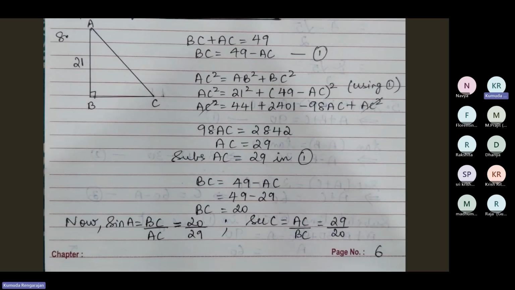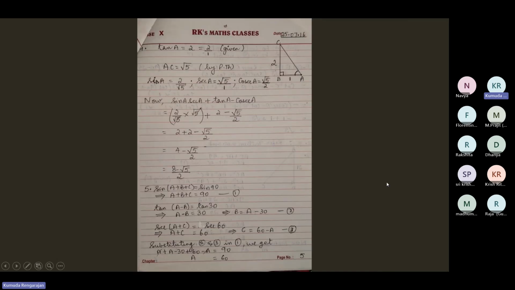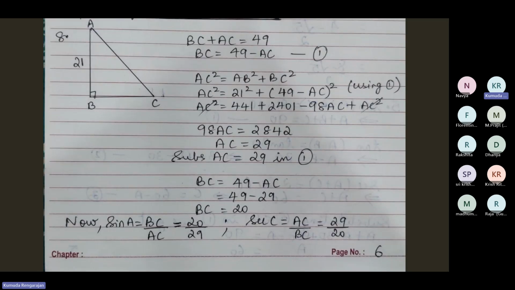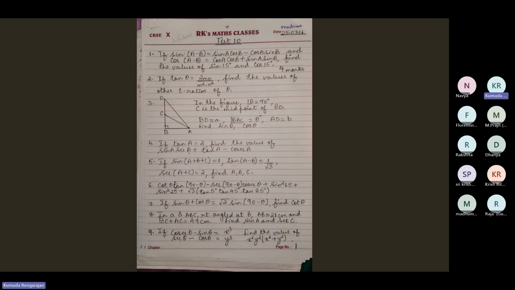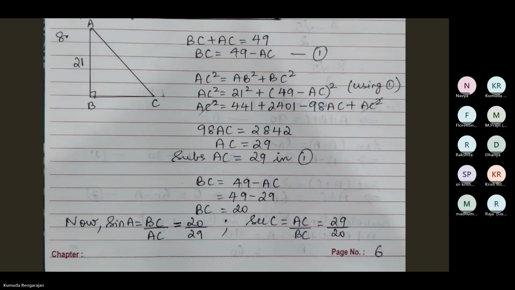Then this one also is very important. I think after the fifth one, 6 and 7 are not for you. This is the 8th one, correct? 6 and 7 deleted. 8.